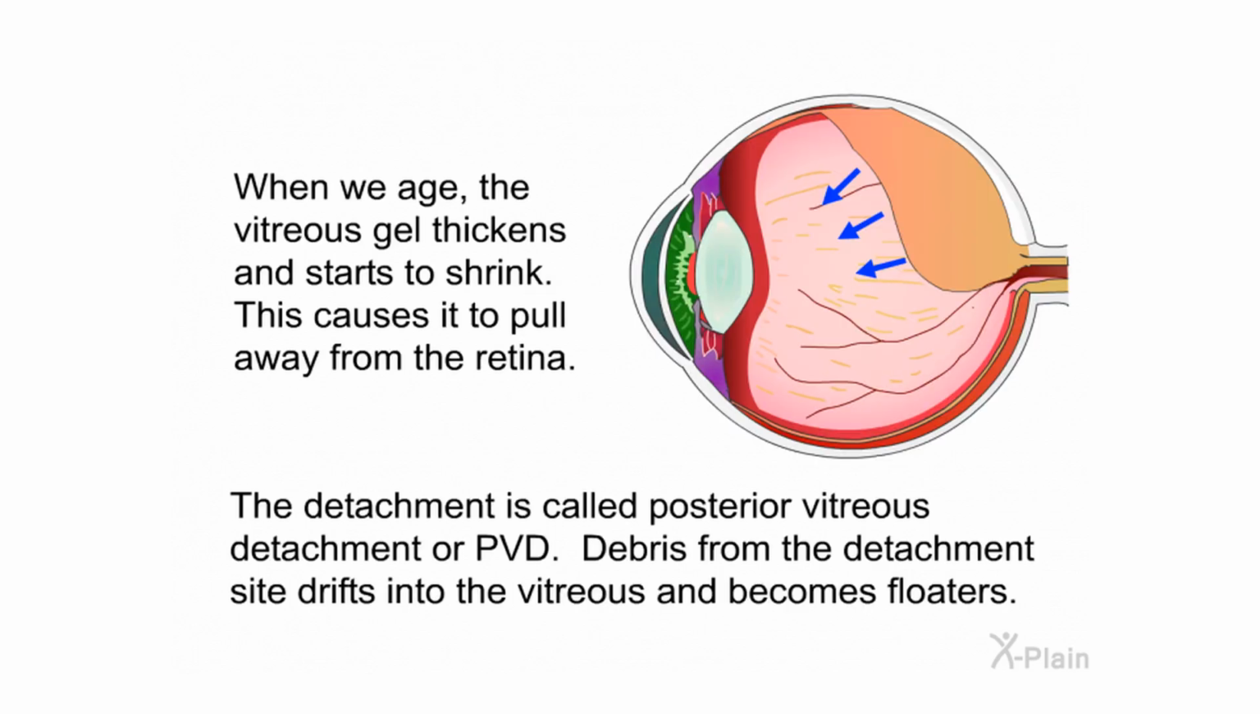Causes. When we age, the vitreous gel thickens and starts to shrink. This causes it to pull away from the retina. The detachment is called posterior vitreous detachment, or PVD. Debris from the detachment site drifts into the vitreous and becomes floaters.